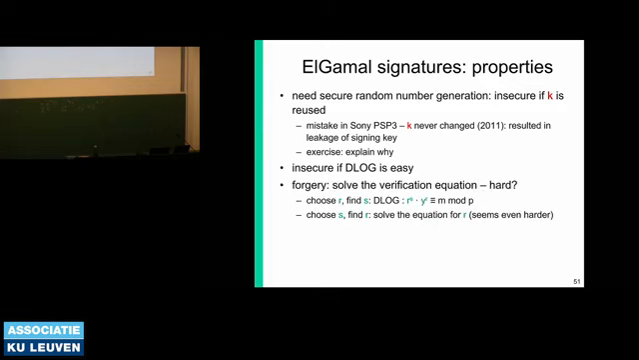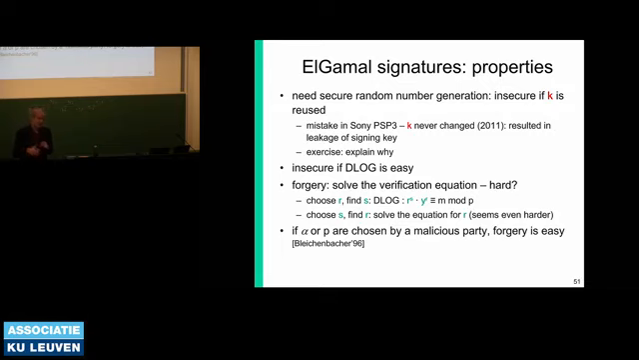So if you can break discrete log, you can break the signature scheme, obviously, because then you can find x from y. But solving this equation for r, maybe you can choose s and then solve for r, but again, we don't know how to do this. You can also choose r first, and then it's a discrete log problem again. But we don't know actually how to solve this, so we believe it's secure. But what Bleichenbacher showed is that if alpha or p are chosen maliciously, you can actually forge signatures. So you have to trust the party that chooses alpha and p.